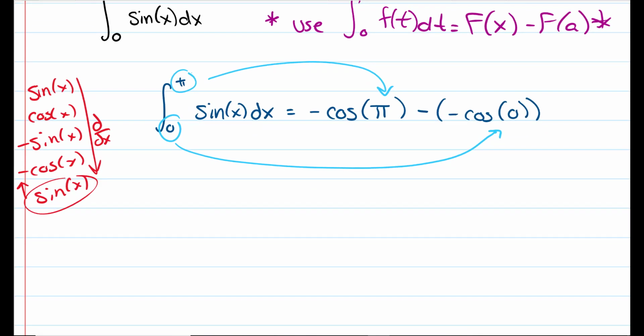Okay, so now all we have to do is evaluate it. So the negative cosine of pi is going to be negative, negative 1, minus a negative cosine of 0. Cosine of 0 is 1, so 1. And you get 1 plus 1, which is 2. And that's how you take a definite integral without using a calculator.